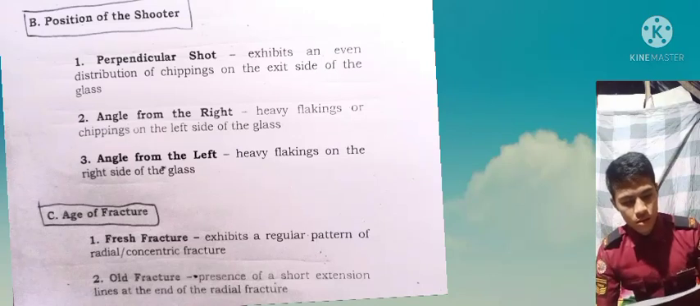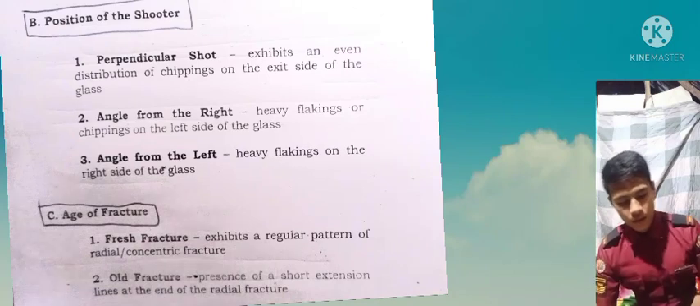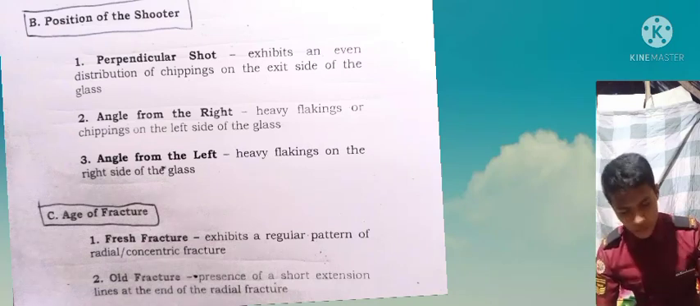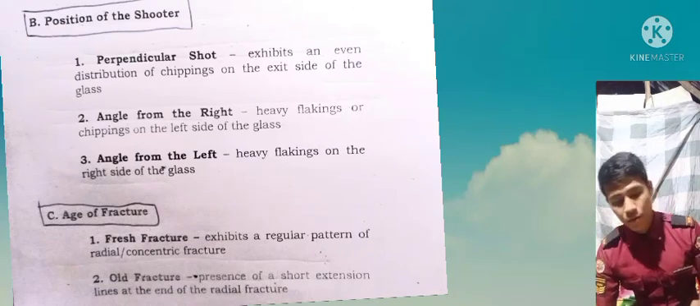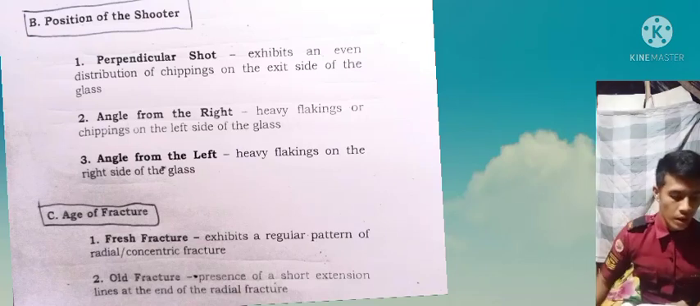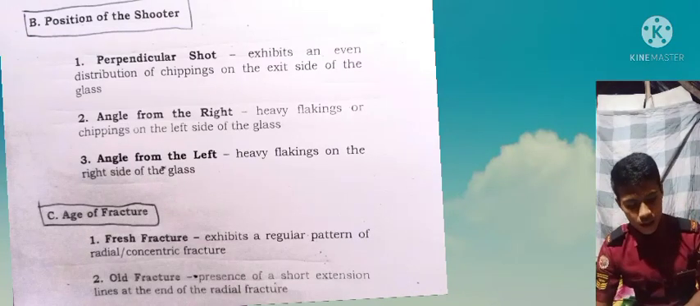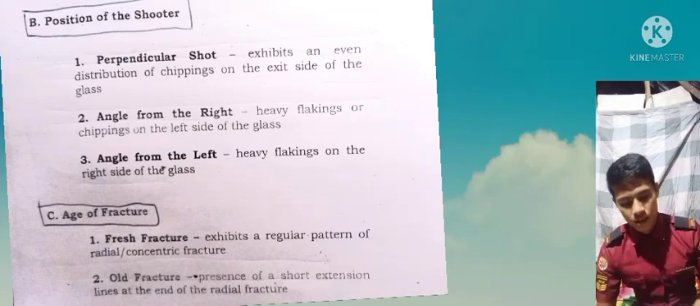Number 1, perpendicular shots exhibit an even distribution of chipping on the exit side of the glass. Number 2 is angle from the right: heavy flakings or chippings on the left side of the glass. Number 3 is angle from the left: heavy flakings on the right side of the glass.